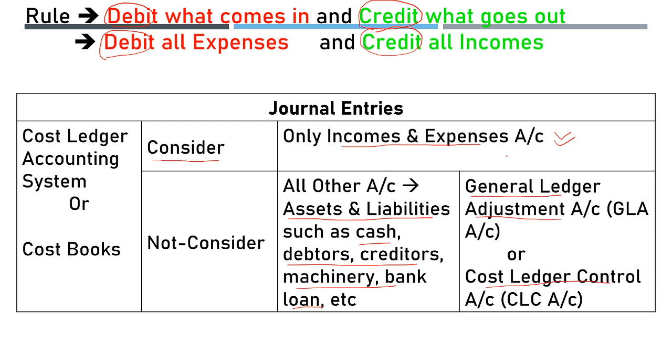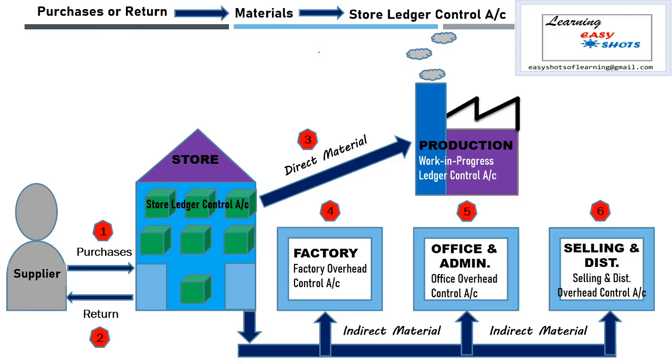Now first we take individually all the entries related to materials. When we do transactions or generalize transactions related to material, we open an account which is known as the store ledger control account. Now the store is where the raw material is stored. When the raw material comes in the store, we debit the store ledger control account, because debit what comes in, and when the raw material goes out from the store, we credit this account, because credit what goes out.